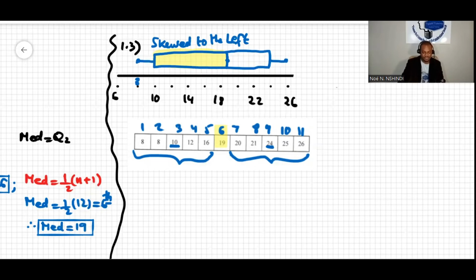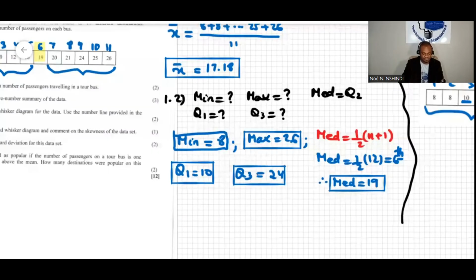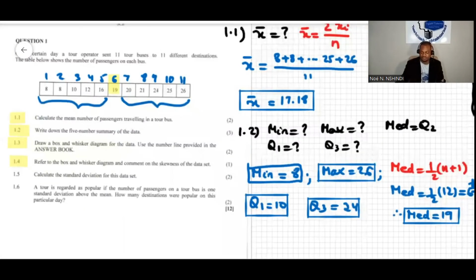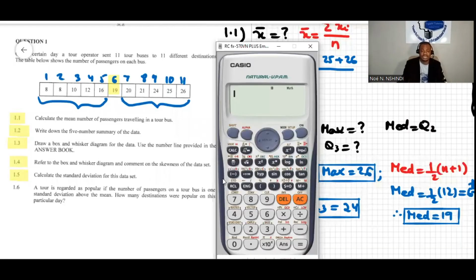Now, question 1.5 says calculate the standard deviation for this data set. All right, we can use a calculator to find the standard deviation. I'm going to put my calculator here. This is how we can do this with the calculator. Press the mode button here, and then it will display all these options. Now we're going to select statistics. As we can see, statistics is option number 3.